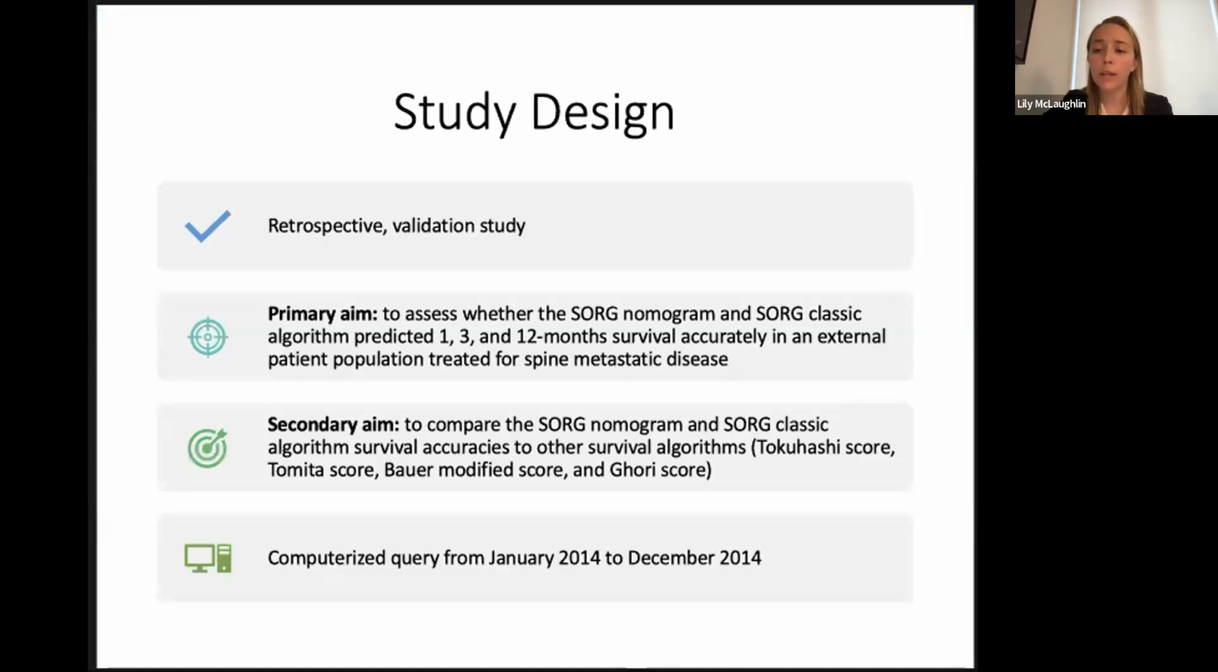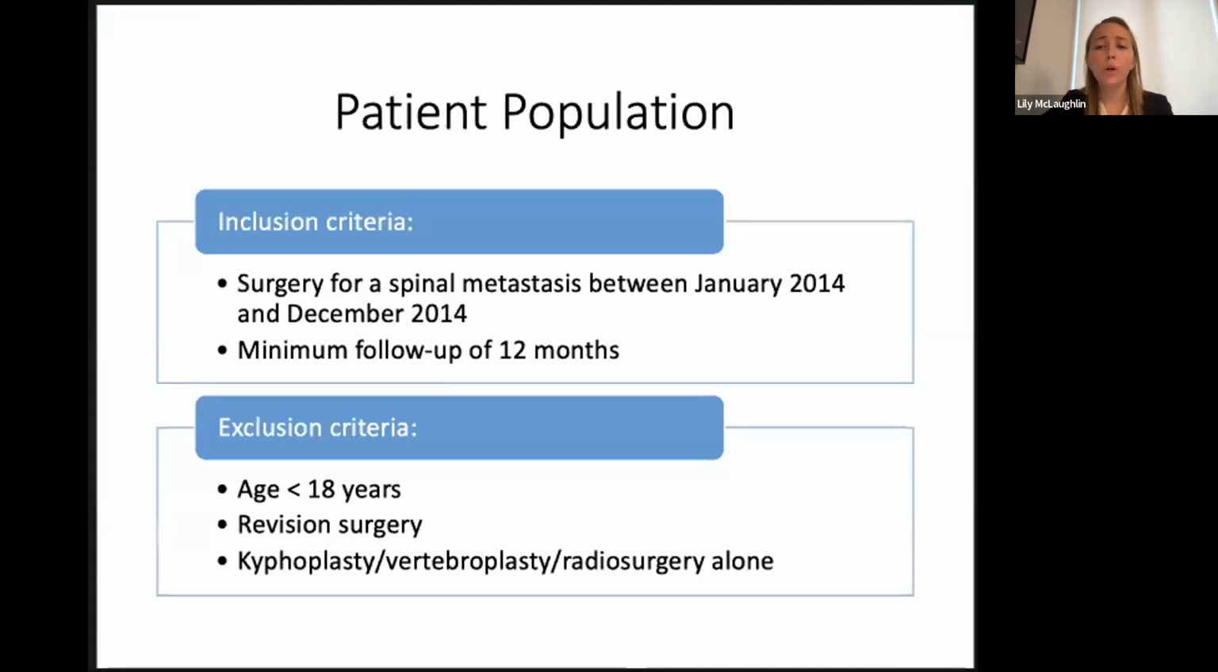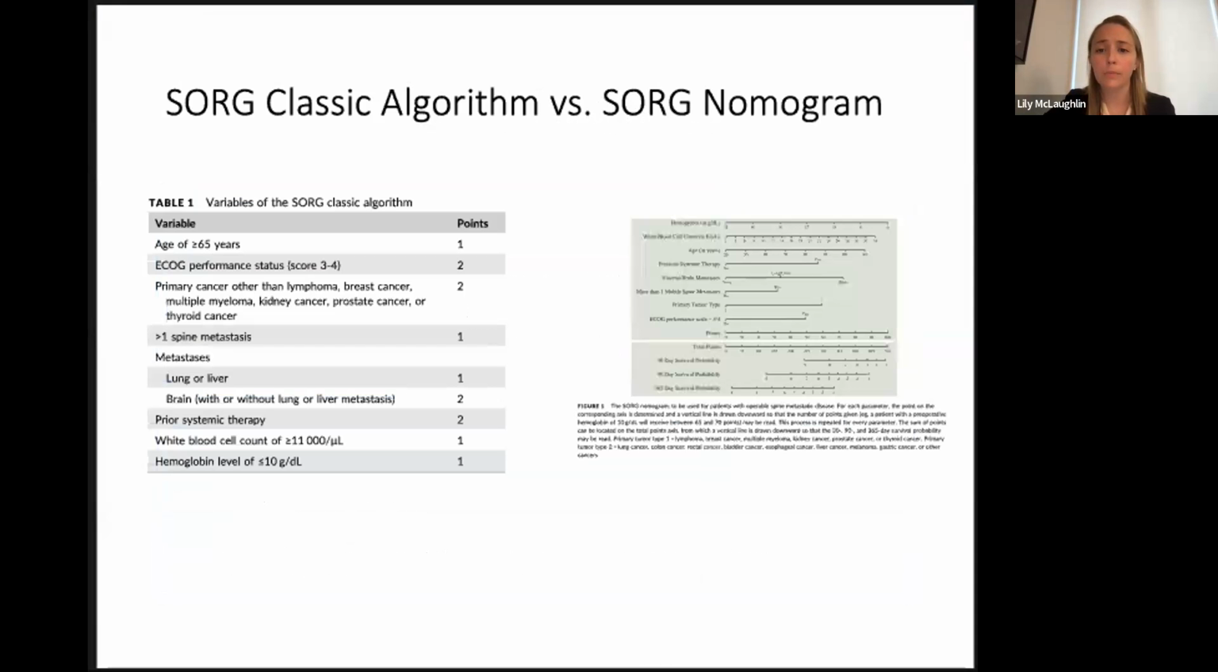And the group that I worked with at MSK provided this external patient population. Overall, any patient 18 years or older who had surgery for a spine met and had a minimum of a 12-month follow-up was pulled via a data line request, and the first 100 consecutive patients that met criteria were included.